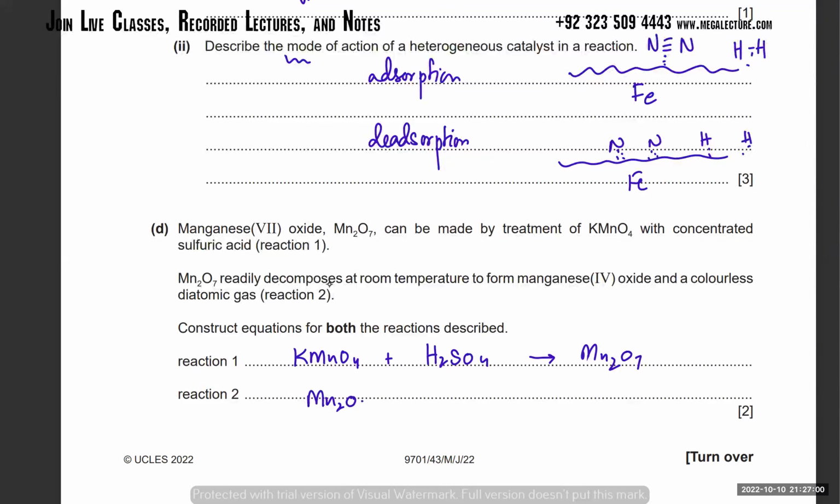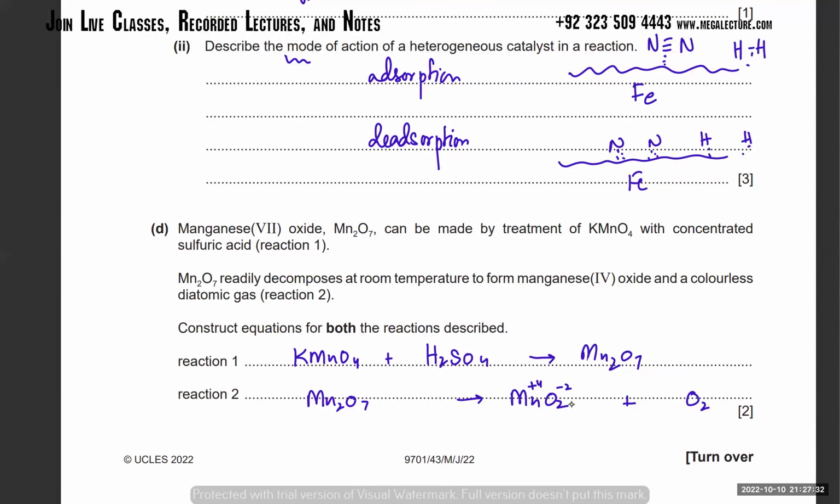So your Mn2O7 readily decomposes to form manganese 4 oxide, which means MnO2, because this is +4, so oxygen is -2, so the formula is going to be MnO2, and a colorless diatomic gas. What could be the colorless diatomic gas in this case? There's only one possibility, that's oxygen, right?